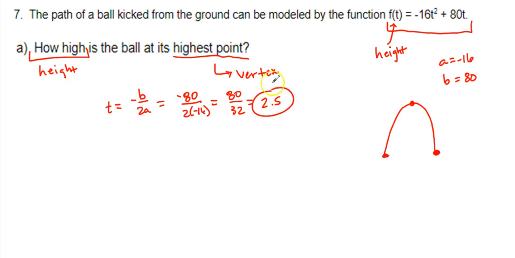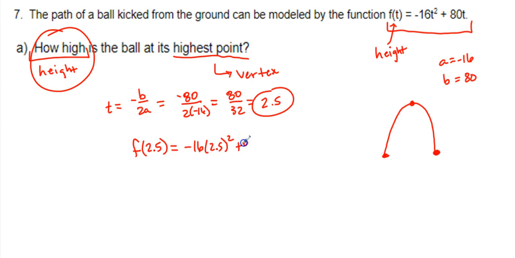So here's the amount of time. We want to know how high, though. How high? So what I do is I take this value and I plug it back into the function. So f of 2.5, or in other words, when I plug 2.5 in, my height is negative 16 times 2.5 squared plus 80 times 2.5.